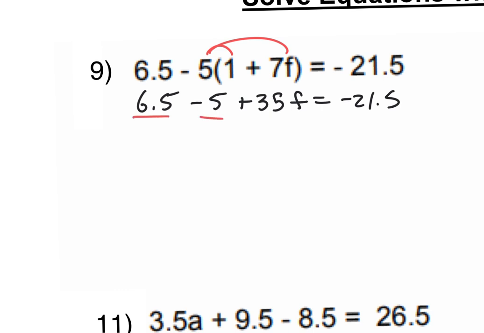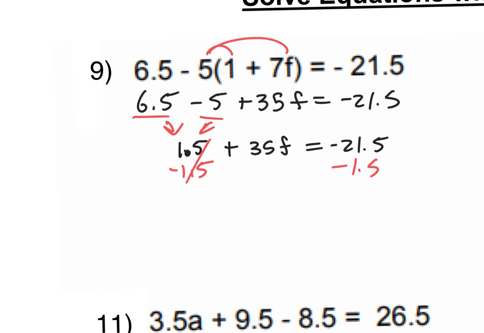All right, these are like terms because they're both constants. So 6.5 minus 5 becomes 1.5. See, I'm thinking about the answer as I am doing the problem. Plus 35f equals negative 21.5. Now I'm going to subtract the 1.5 from both sides. And I get 35f equals negative 21.5 and negative 1.5.